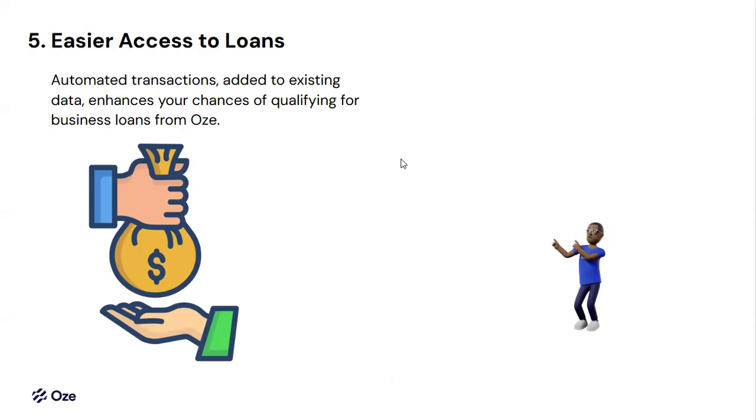When these transactions are added to existing transactions, it increases your all-time transactions, which also helps in the eligibility process when you want to qualify for a business loan from Oze.